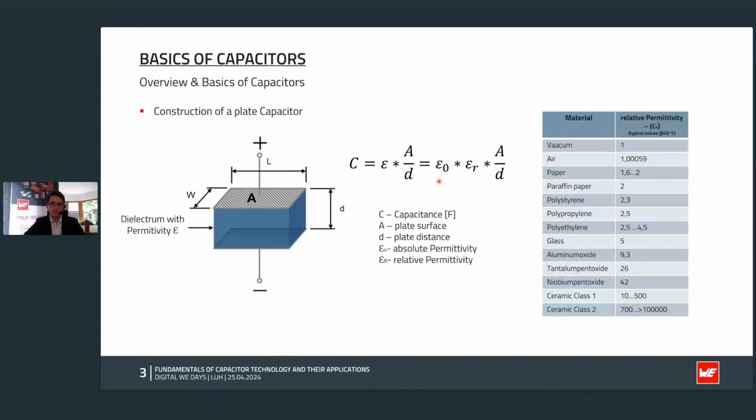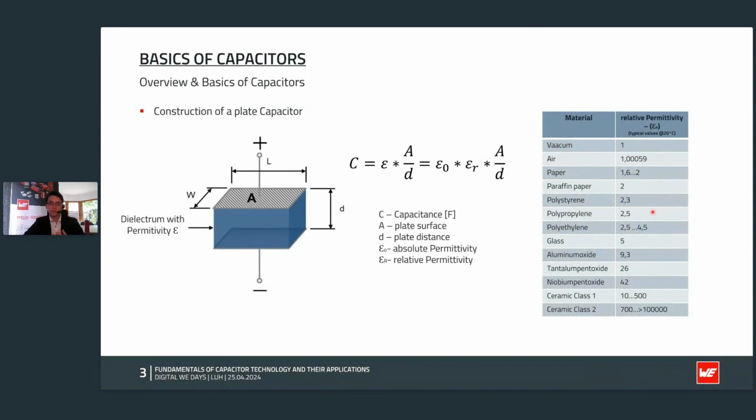Maybe just an additional information, the epsilon 0 is a constant, you cannot change it, but the epsilon r, we can change it. If we have a look at vacuum, for example, the factor is 1. If you compare it, for example, with polypropylene, which is used for a lot of film capacitors, with a factor of 2.5, you can get 2.5 times the same capacitance in the same volume compared with vacuum or with air, for example.